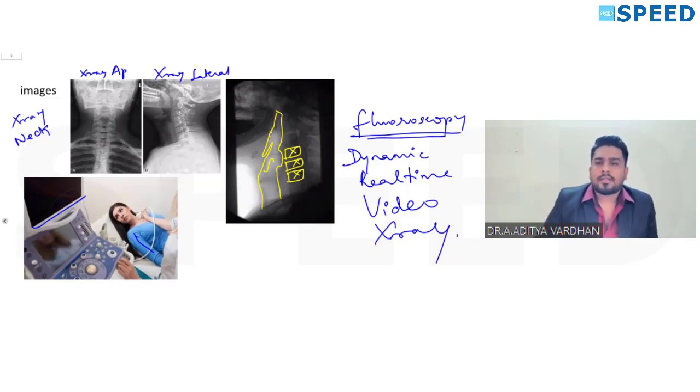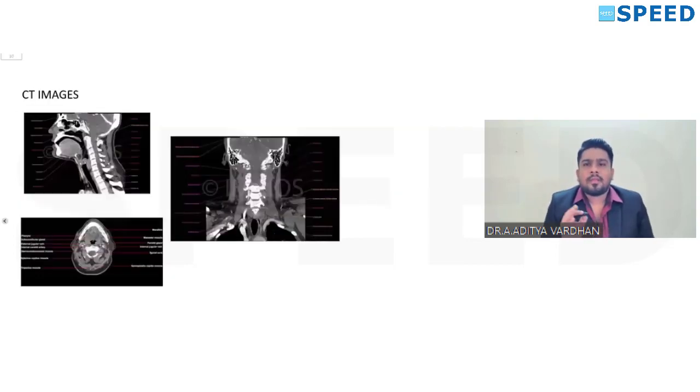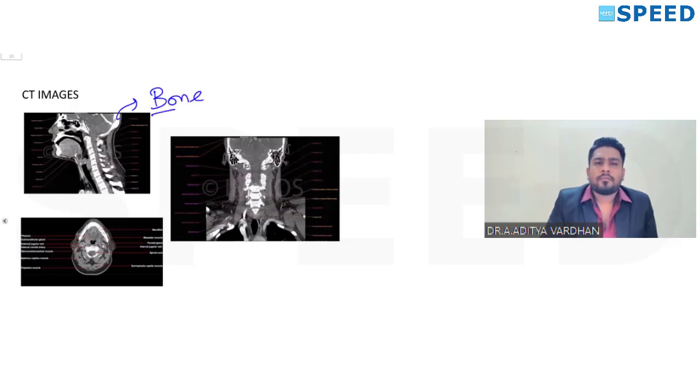Now let's get to the fourth option given in the question, that is a CT scan. Friends, first you must know how I am saying this is a CT image. Always look at the bone part. The bone part will be appearing very white. In CT terms, we call it hyperdense, friends.